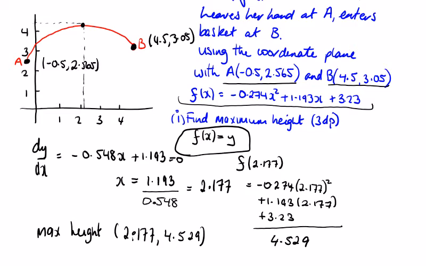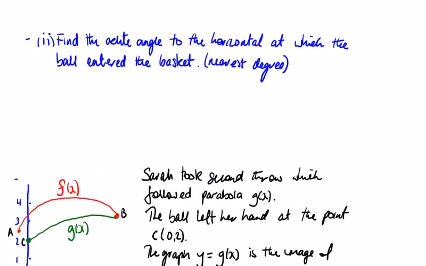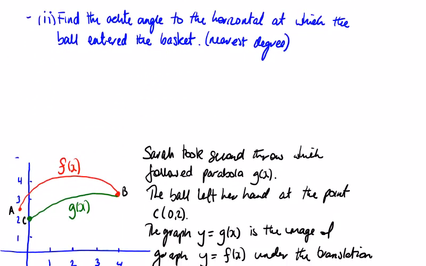And actually, you can see here in the diagram, it does match up with what we have. Okay, let's look at the next part. Find the acute angle to the horizontal. Okay, so acute angle. So what do we know here? We know that dy/dx is equal to the tan of the angle, or you should know that at this point.